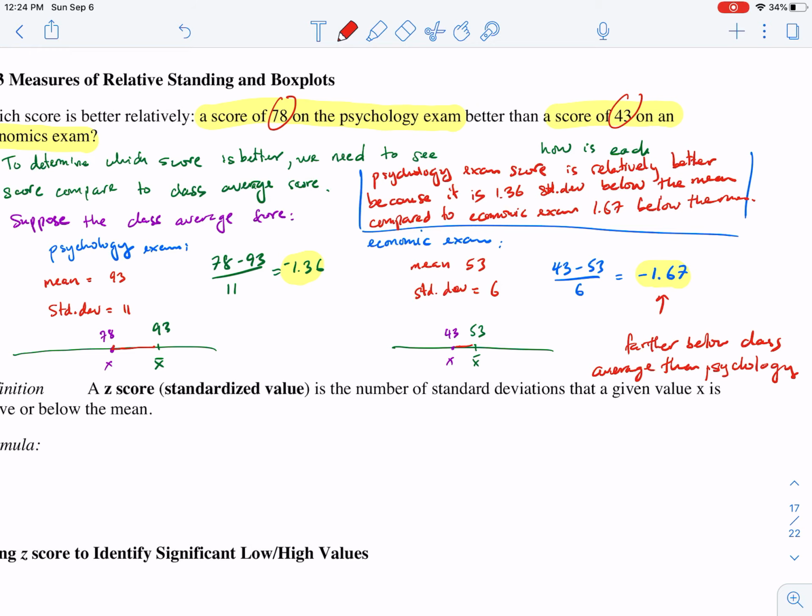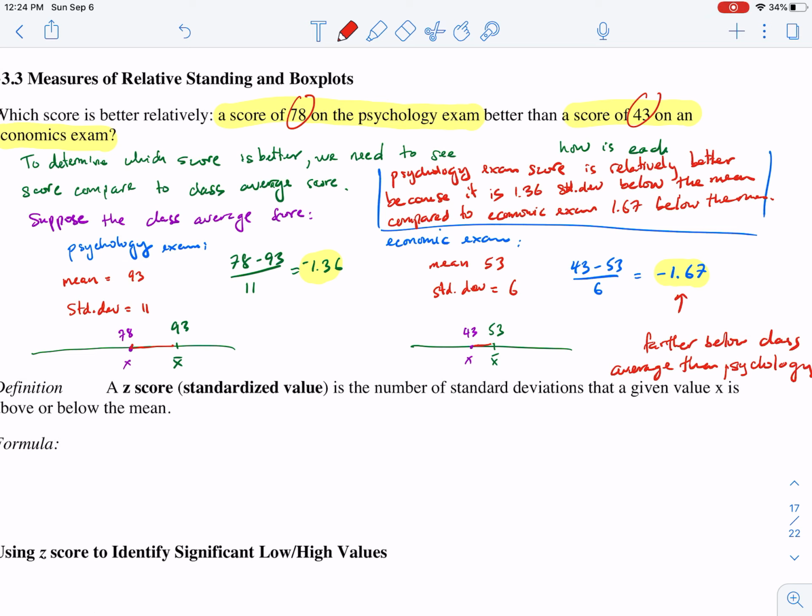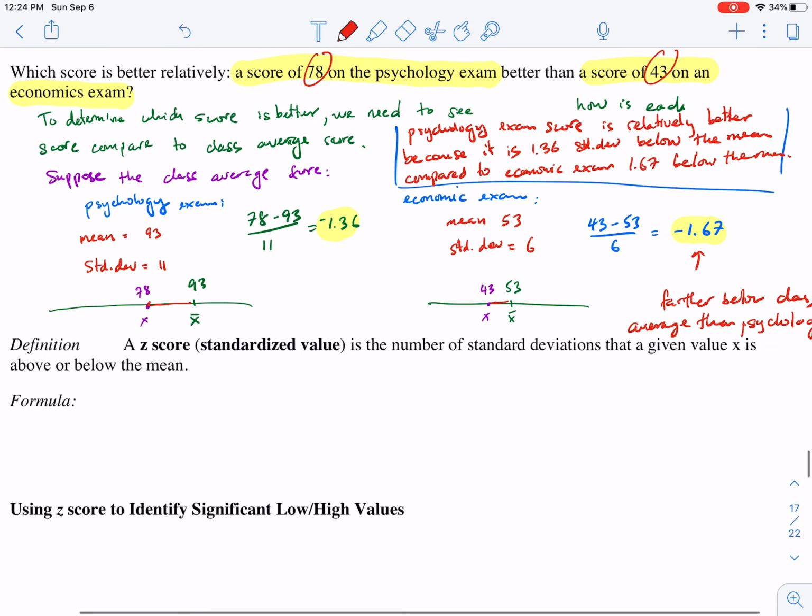You know, relatively, we want to compare their position to the class average, right? So I could make this up where the score for 3 is better because it's much closer to the class average than the other one. But you guys get the point.